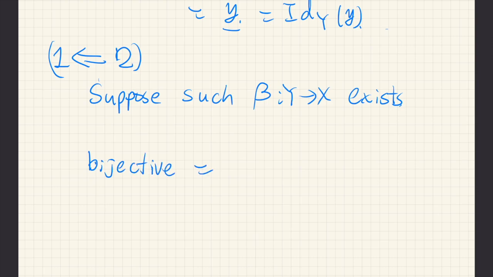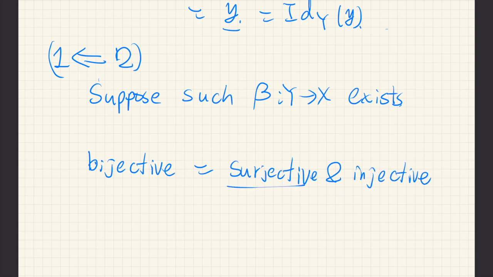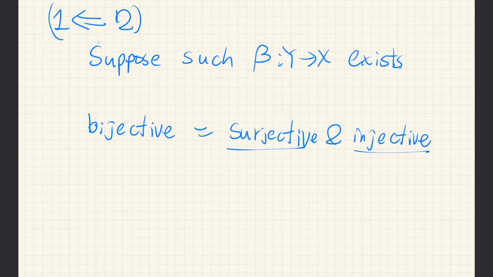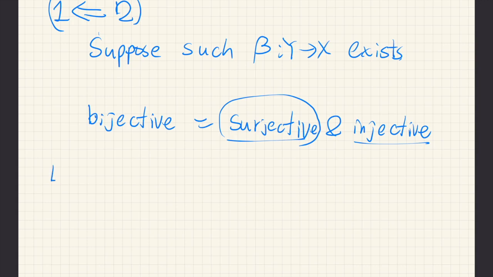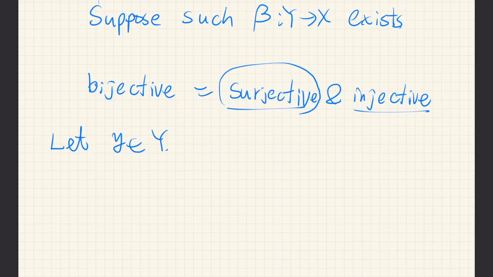And bijective means surjective and injective. So we need to prove both properties here. Okay, so let's start from surjective. Let y be any element from Y. Then apply the map. Let's see which one was first. Okay, alpha after beta to y.